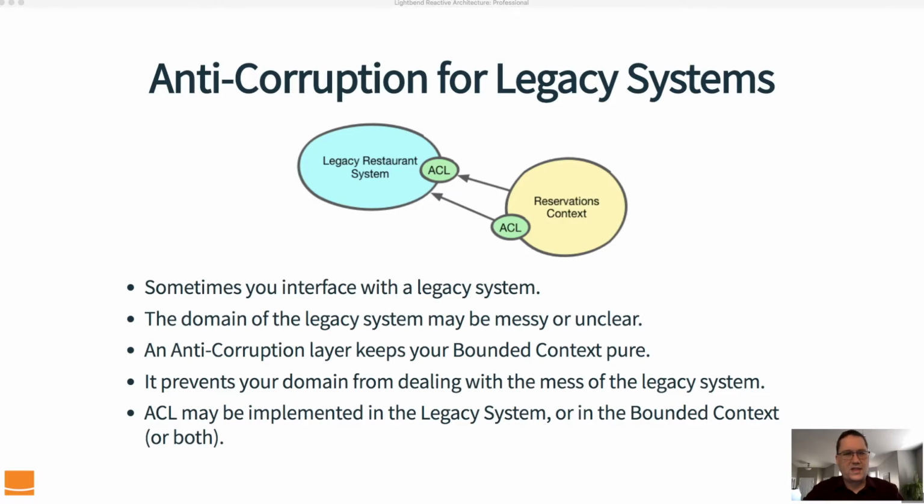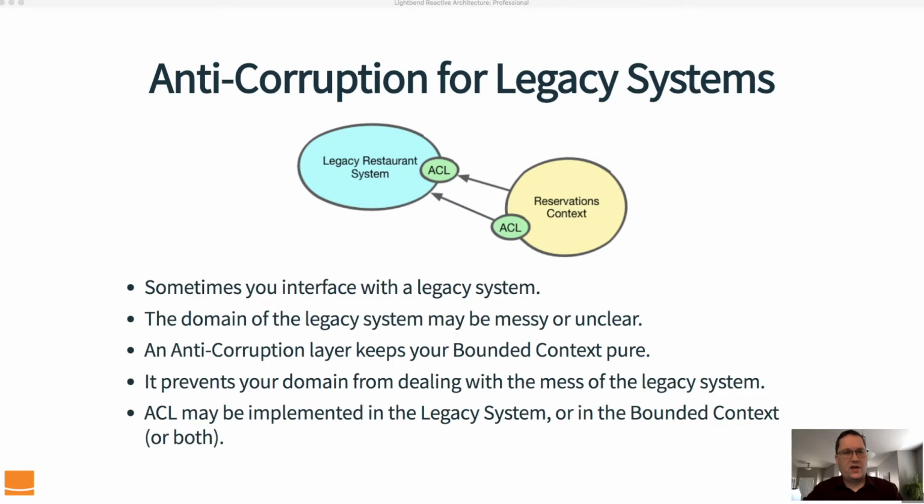Now, with the legacy system, the domain may be messy or it may be unclear. Nobody may have taken the time to understand the domain of that legacy system. So in this case, an anti-corruption layer has the job of keeping the mess of that legacy system out of your pure bounded context. It prevents your domain from having to deal with that mess.